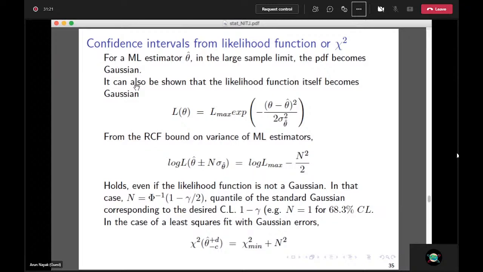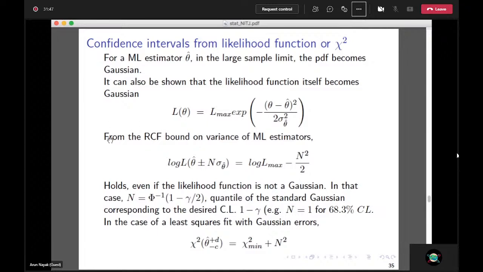So in that case, the likelihood function itself also becomes Gaussian. You can write the likelihood function for theta as, I think it should be theta hat, L max times the exponential of this Gaussian function.